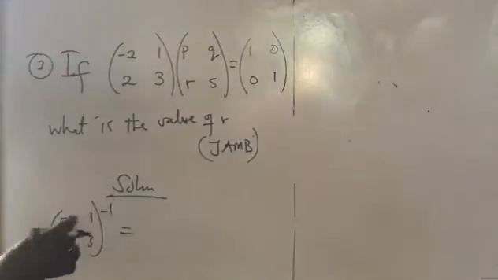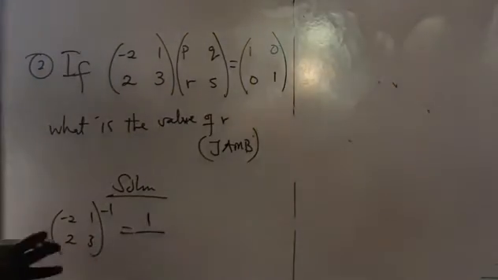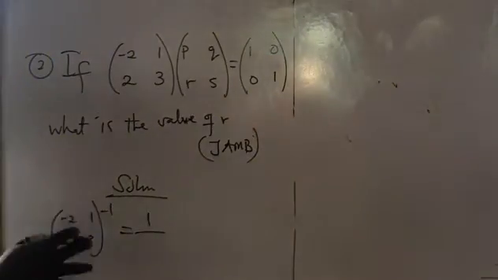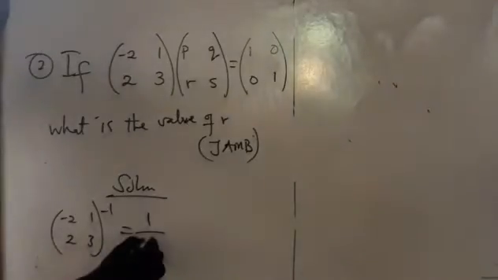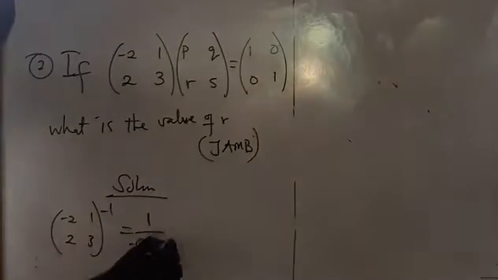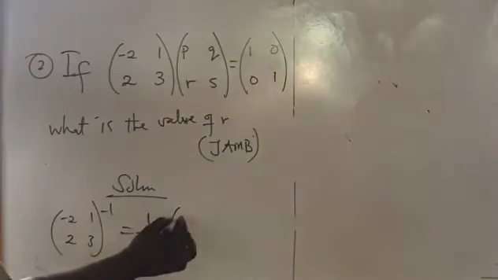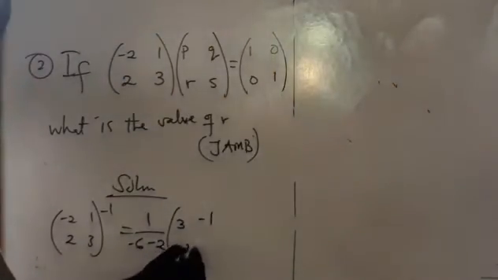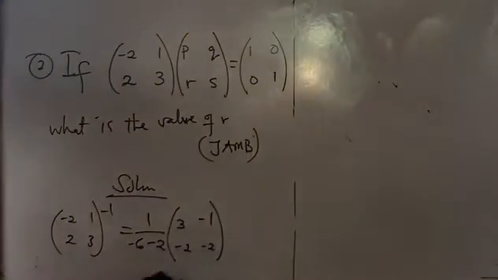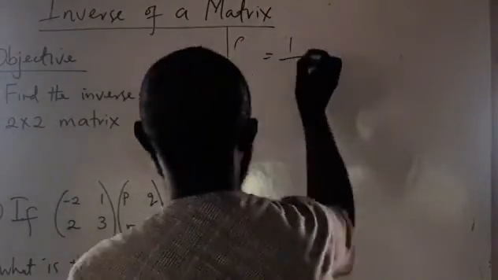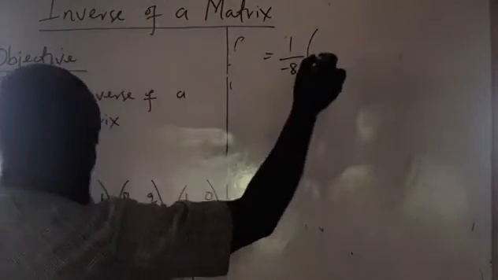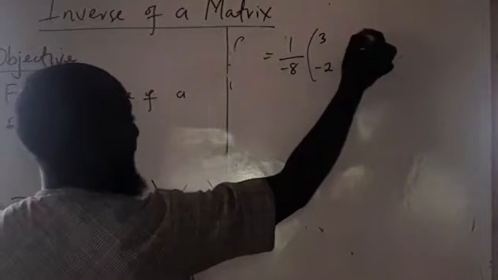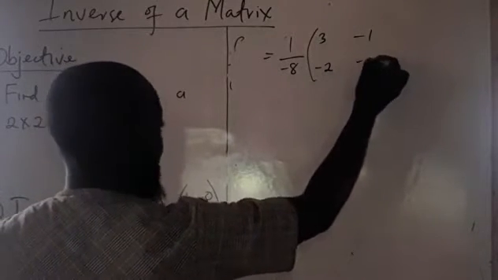So we want to find the inverse of this one. We find that it will be 1 divided by the determinant of this, which will be minus 2 times 3, that is minus 6, minus 1 times 2, that is 2. Into, we interchange this one, this will become 3, this will be minus 1, this will be minus 2, and this will become minus 2. So this will give us 1 divided by minus 6 minus 2, that is minus 8, into 3, minus 2, minus 1, minus 2.